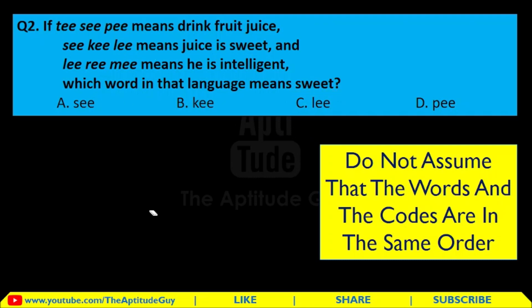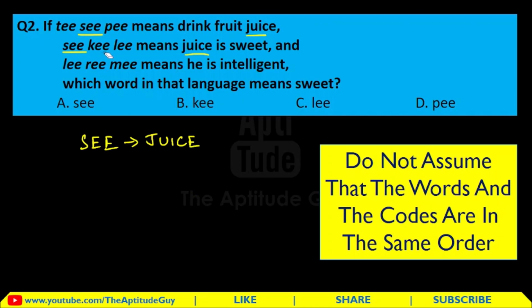Please don't do that. So again, let's compare and see what is common. Alright, we have TCP, C key Lee. What is common over here? C is common. Now we have drink fruit juice, juice is sweet. What is common over here? Juice is common. So that means C is the code for juice.